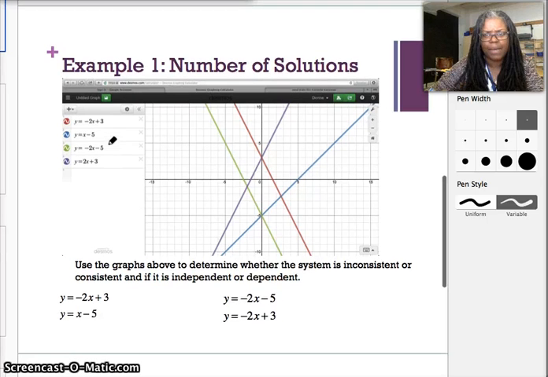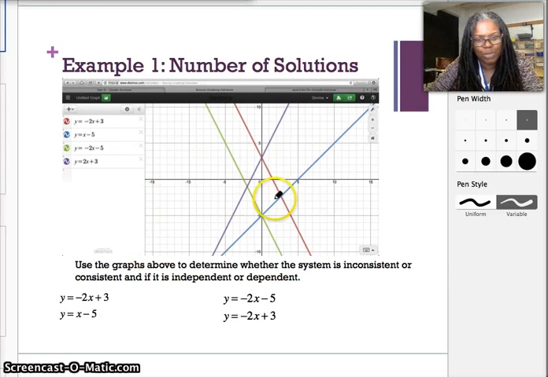This first example, I had to employ Desmos because I needed a way to graph nicely. I don't think you guys wanted to see my shaky graphs, though you will before the end of the lesson. So here we have graphs. You see y equals negative 2x plus 3. That's red, so that's graphed here in red. The next equation is in blue, and so forth. And the question is down here.